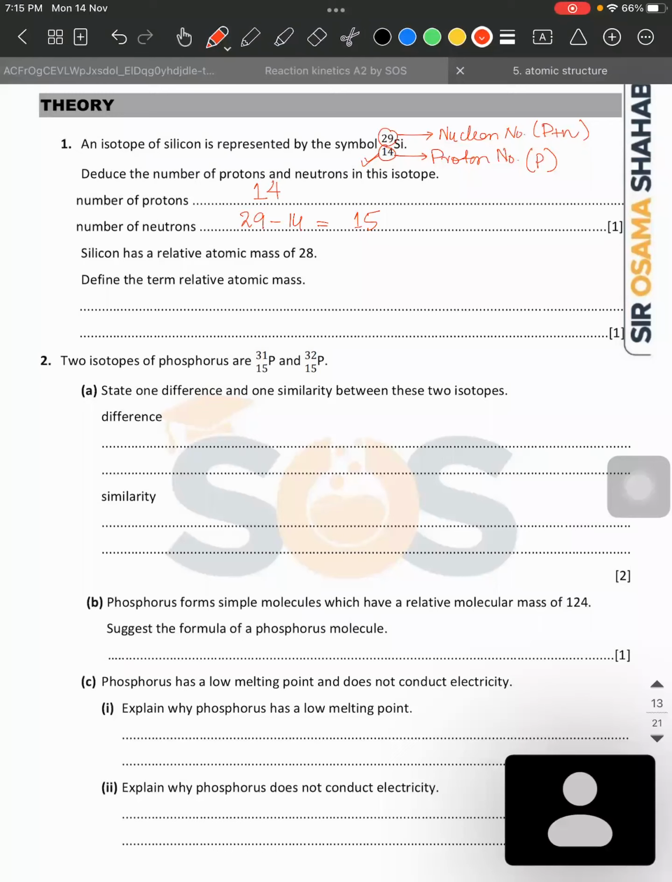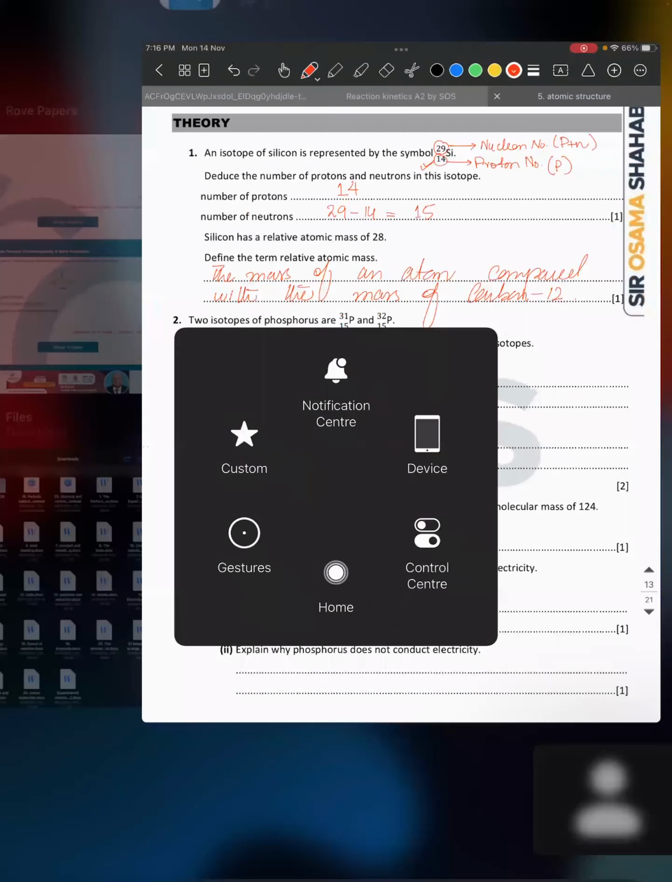Yes, sir. You can say that this is actually the mass of an atom compared with the mass of carbon 12, right? Or you can even say that this is the 1/12 mass of carbon, right, bacho? You need to keep remember this. Okay, we are just waiting for Azan, and the one who can solve question number 2 is allowed to solve.